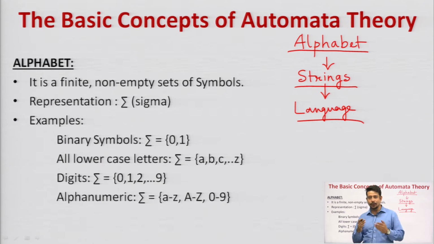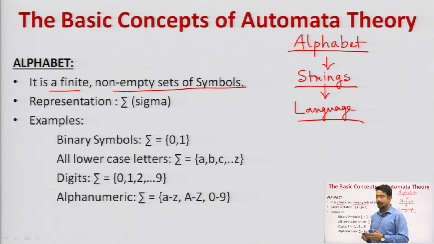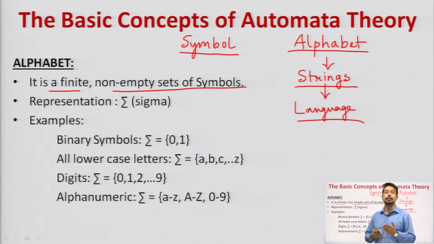If you relate these three terminologies, they are very similar to what you have learned in the English language, or any language. See, alphabet is nothing but a finite non-empty set of symbols. So, you need to understand what a symbol is. A symbol can be anything. It can be a binary number, an integer, an operator, a bracket, or a floating point number. It can be anything.